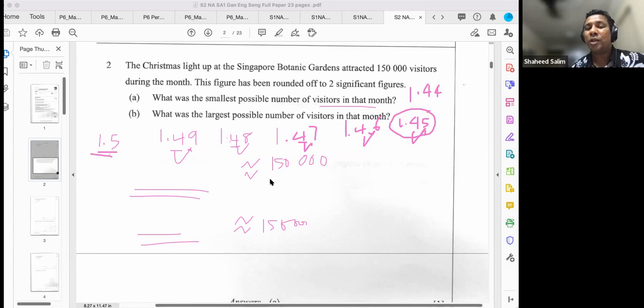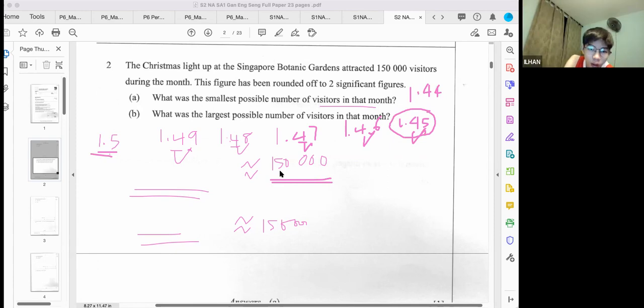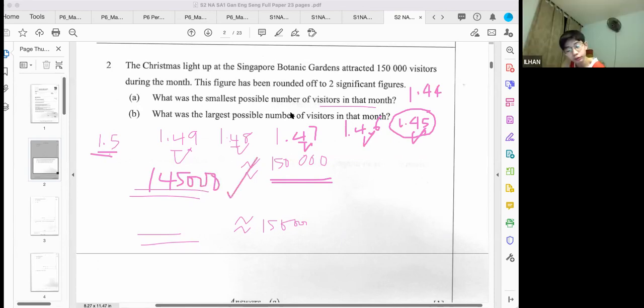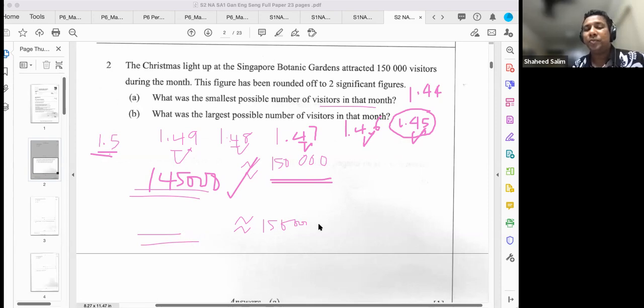So what is the smallest possible number to get 150,000 for two significant figures? Smallest? 145,000. Okay, well done. Correct. Because if you go down one lower, you become 144,000, you cannot. Now, what is the biggest number?